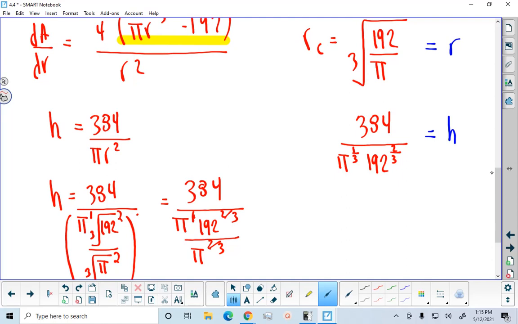Could you write these in radical form? Without a doubt, of course you could. What I would like you to, well, I'll just pause there. Any questions with that last step?